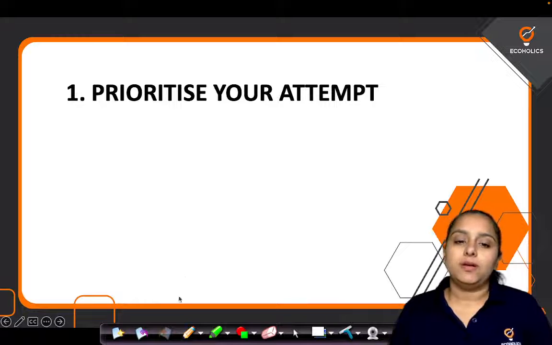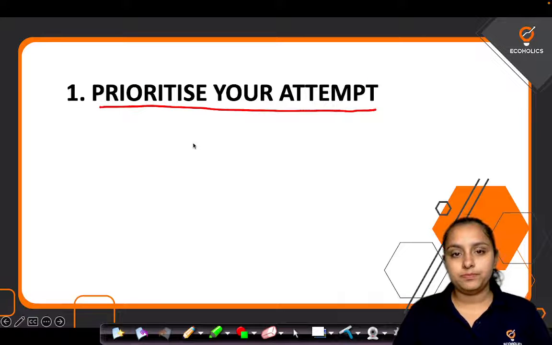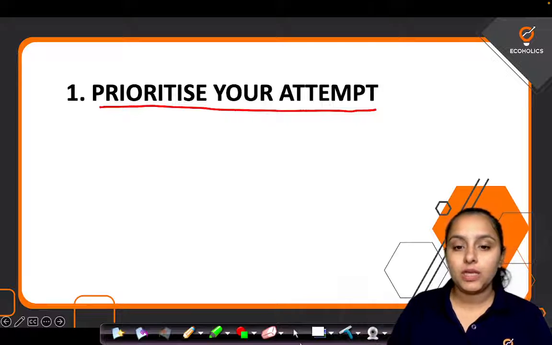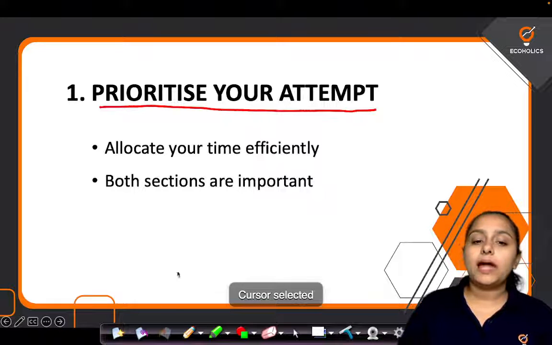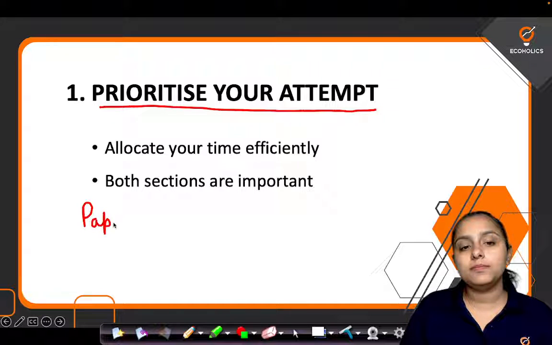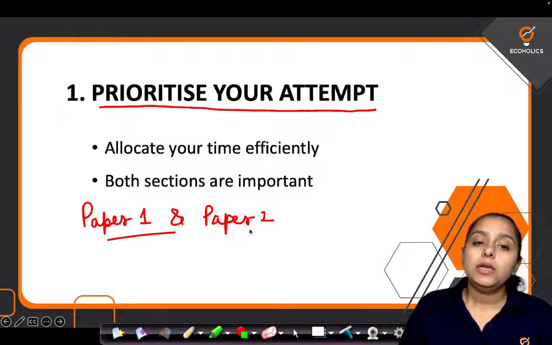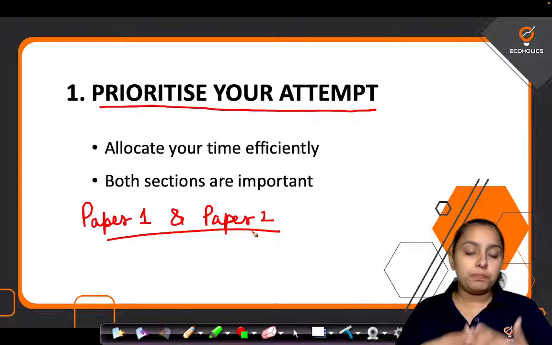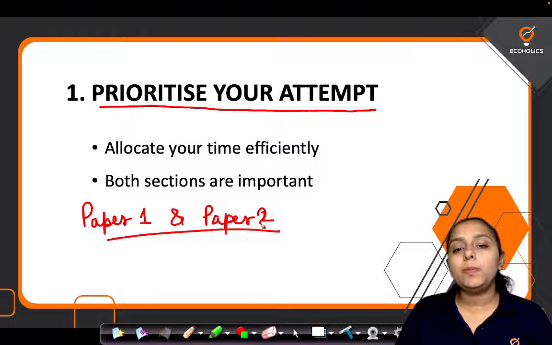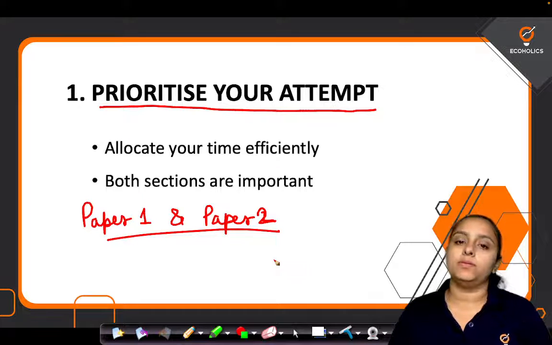The first mantra, what is that? Prioritize your attempt. What does prioritizing your attempt actually mean? As you know, in UGC NET we have both paper 1 and paper 2. Now, the mistake many people make is that they try to attempt only paper 2. They don't give enough attention to paper 1.